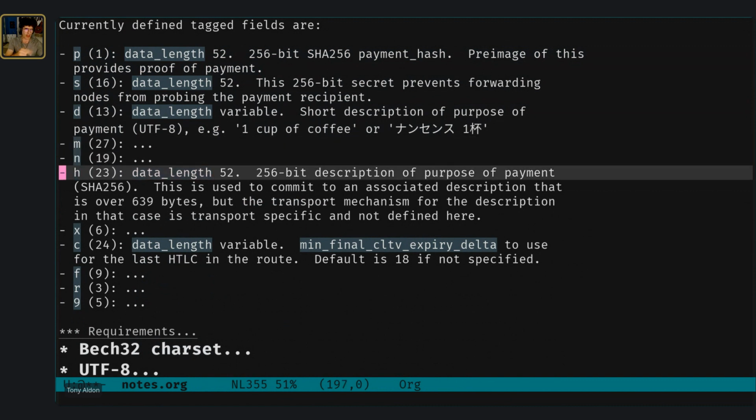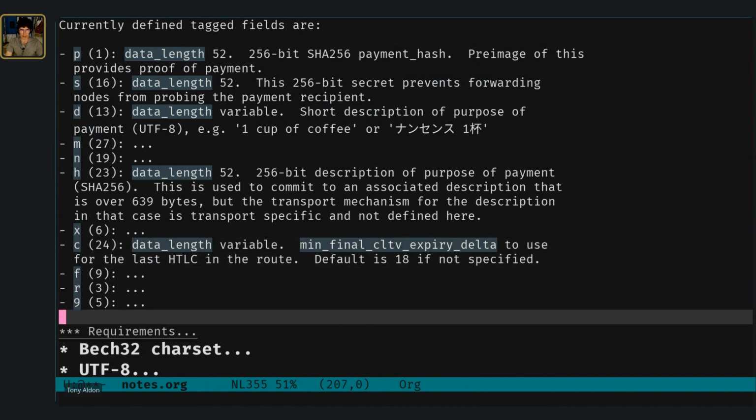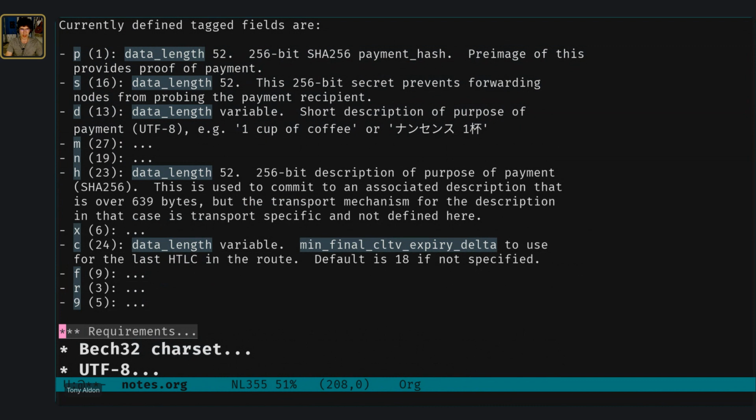So the H, which is if we don't put a description, we have to put the hash of some description defined somewhere. So one of those two must be put in the invoice, and also the C for the final CLTV. We don't look at this, but the one where we don't have the dots is because they are required, and we are going to see how they are required there.